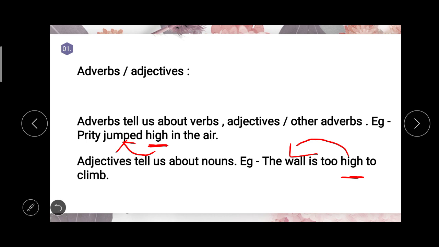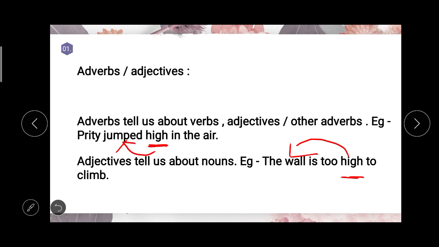So students, these are the basic informations on adverbs. And one more thing to say, that most of the time we form adverbs by adding ly to adjectives. Like if you say slow, we will make it slowly.